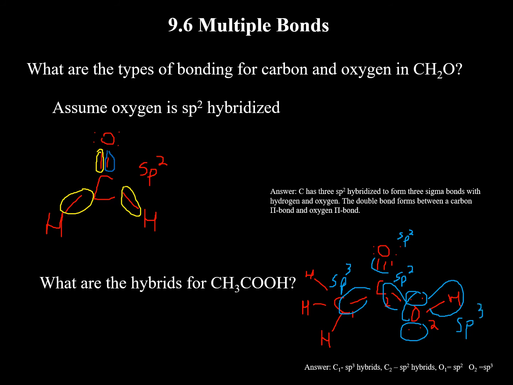If the question was how many sigma bonds and how many pi bonds, I'd count, let's do this in yellow, 1, 2, 3, 4, 5, 6, 7 sigma bonds, and 1 pi bond.